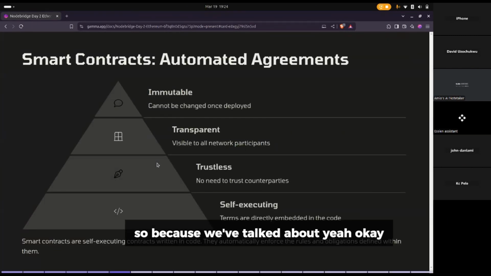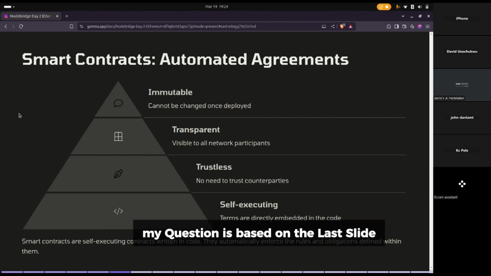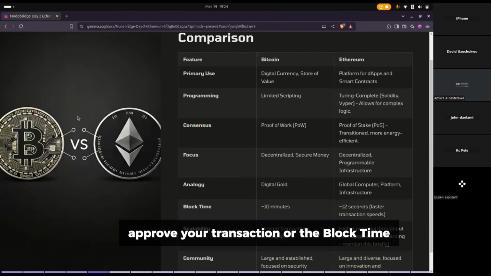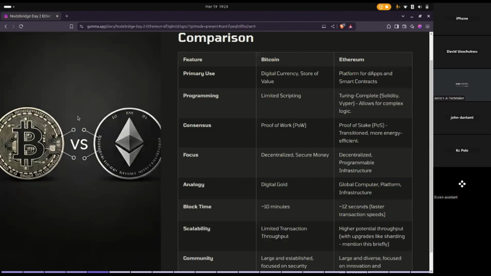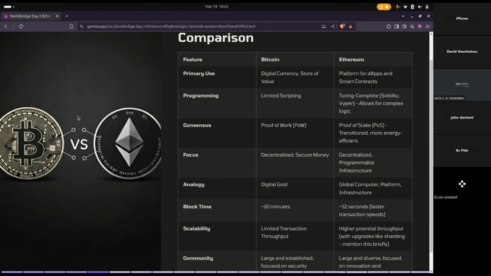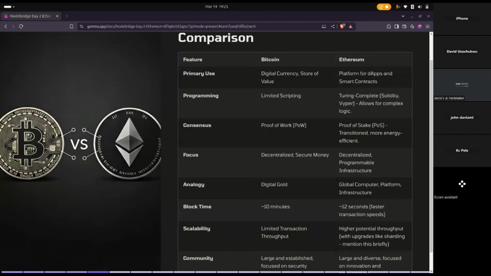Sorry, I have a question. My question is based on the last slide: the transaction time it takes to approve a transaction, or the block time. I don't know if you could throw more light on that. The block time at which it's used to add transactions to the block. Is that what you mean?